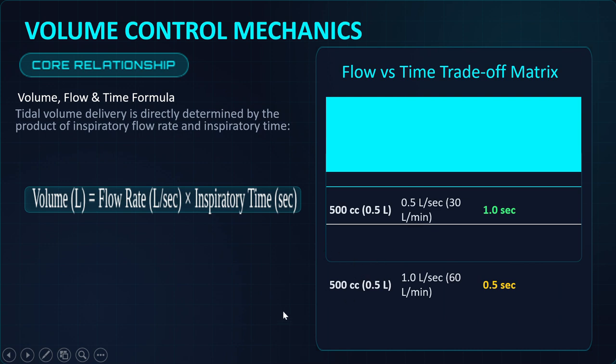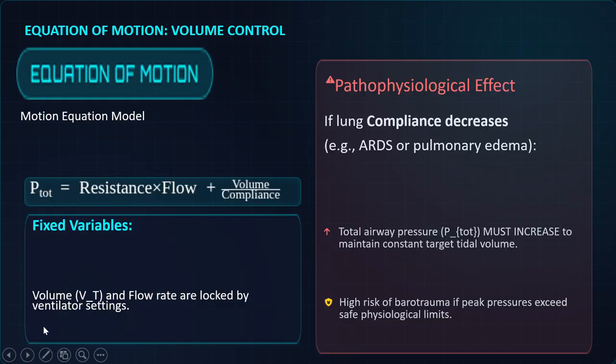If you need to deliver this 500 cc in half of that time, half of 1 second, you need to increase the flow to 60 liters per minute.